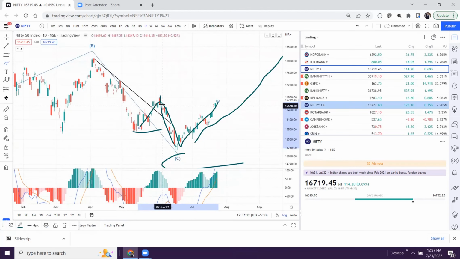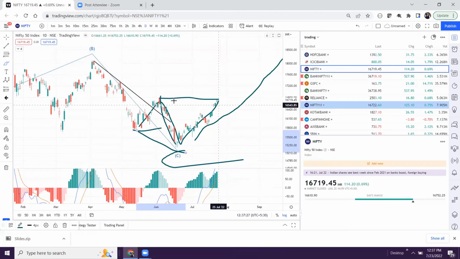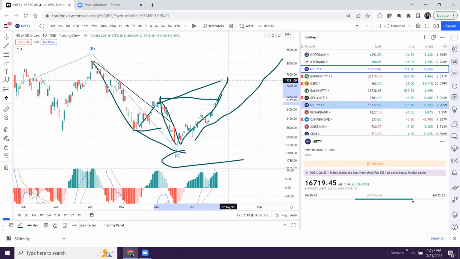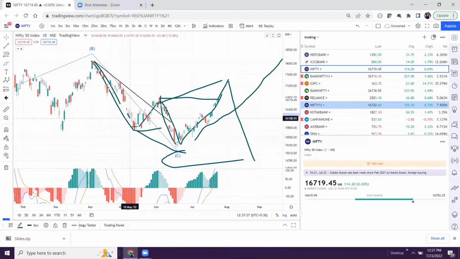So this can be an expanded flat, or this can be one running flat also. We have already studied what is an expanded flat and running flat, so I will not go into those details. And you can check that from the Elliott series, which we have already covered. So this can be one impulse, this can be the bigger corrective structure, this can go big also, and then it will again go down to complete this impulse.